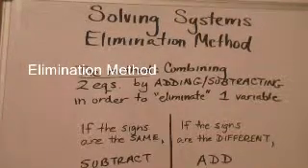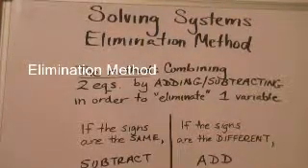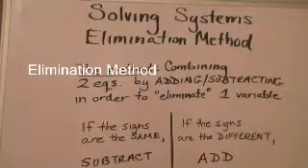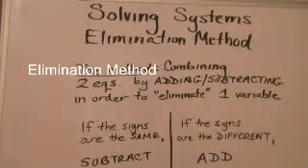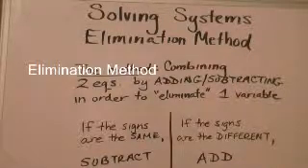Solving systems using the elimination method. Here's a breakdown of what the method is about. You're combining the two equations in your system by either adding or subtracting them in order to eliminate one variable.